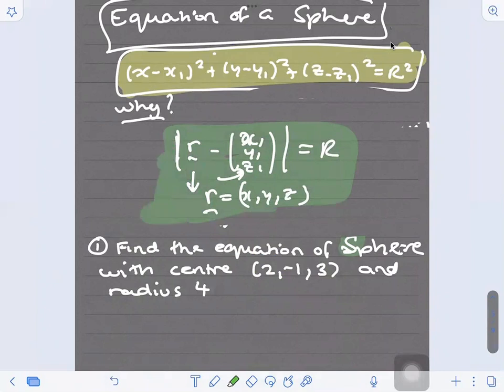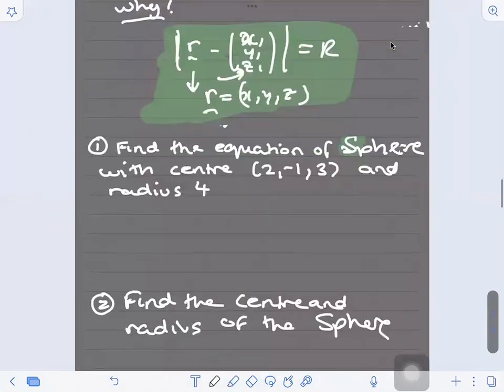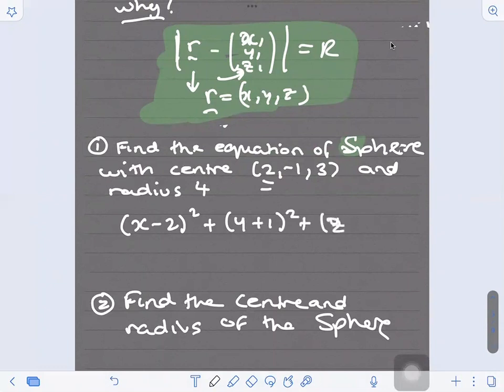Okay. All right, so find the equation of a sphere with the given center. So you go (x - 2)² + (y - (-1))² + (z - 3)² = 4². So you just have to make the 4² 16.